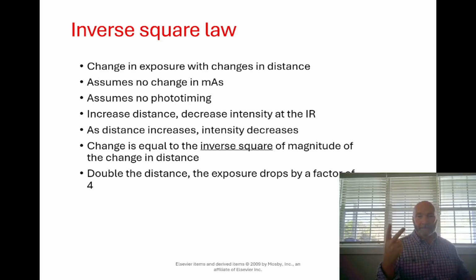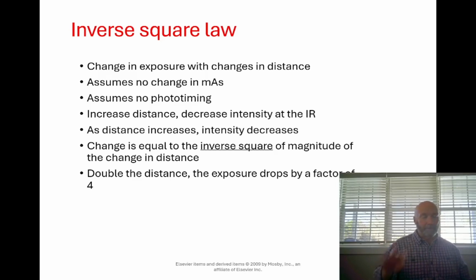So I doubled my distance. I went from 40 inches to 80 inches. I doubled my distance, I square that, and the decrease is going to be equivalent to the square of the change in distance. So if 4 mAs was the perfect exposure at 40 inches, then at 80 inches what I'd have to do is quadruple that.